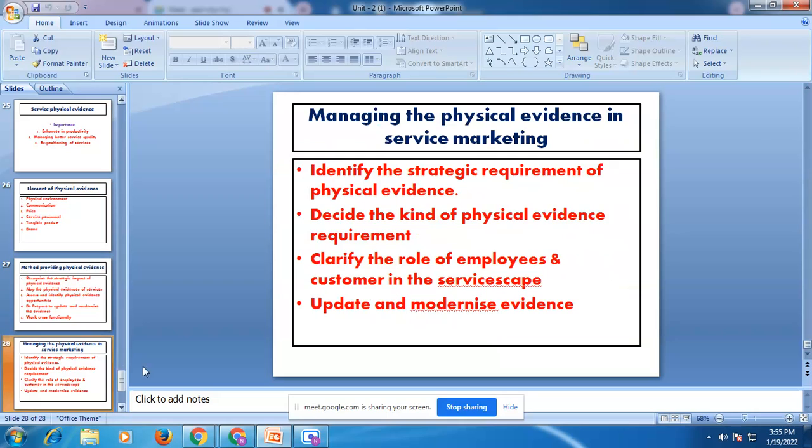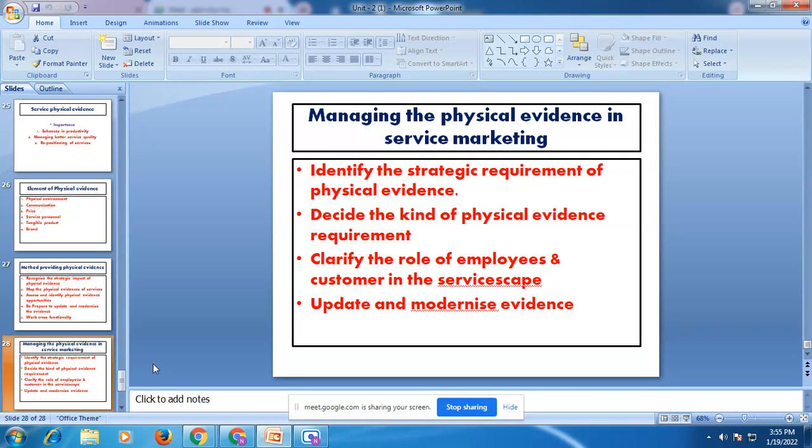Our last point in this unit is to manage the physical evidence in service marketing. First, identify the strategic requirement of physical evidence. The physical evidence strategy should be aligned with the mission and goal of the organization. Second, decide the kind of physical evidence required. Before actually executing the servicescape, it is necessary to visualize what kind of physical evidence is required by the organization. Third, clarify the role of employee and customer in the servicescape. The role of employee and customer needs to be clarified, laying down the service blueprint, which also requires decision-making points to be clarified, identified and tagged.